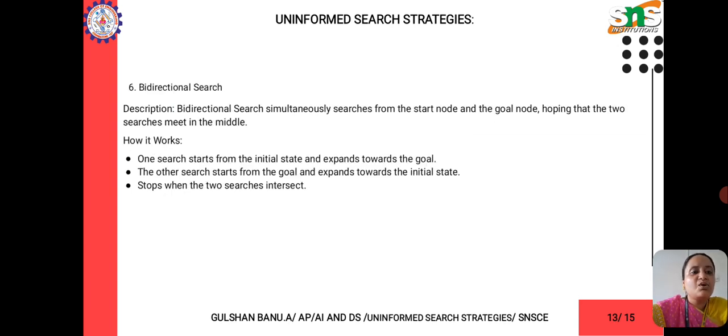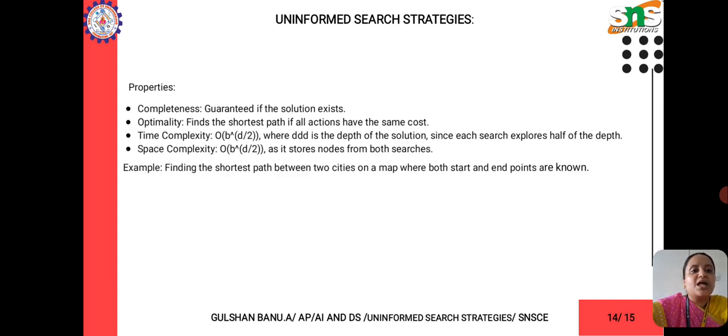What is bidirectional search? Bidirectional search simulates search from the start node and the goal node, hoping that the two searches meet in the middle. So how does it work? One search starts from the initial state and expands towards the goal. The other starts from the goal and expands towards the initial state. It stops when the two searches intersect. Completeness: it guarantees finding the solution. Optimality: it finds the shortest path. The time complexity and space complexity are as follows. An example of this is finding the shortest path between two cities on a map where both endpoints are known.